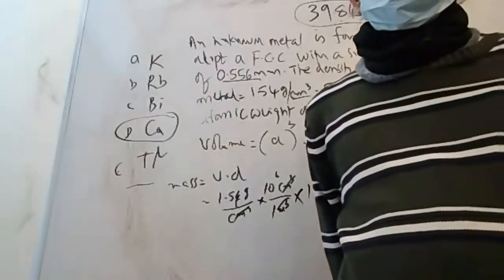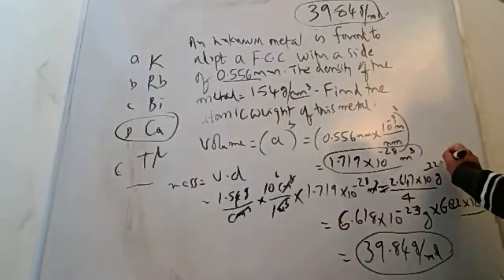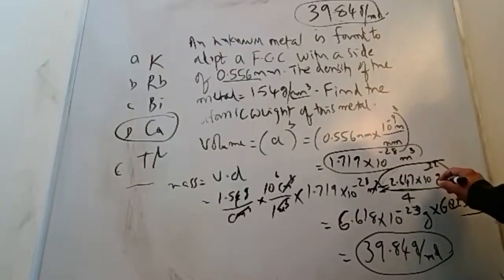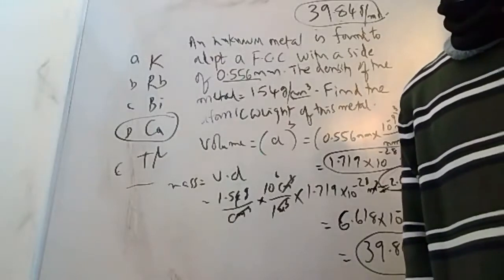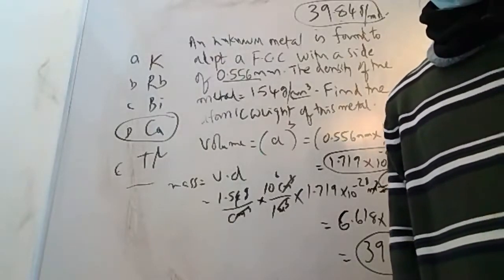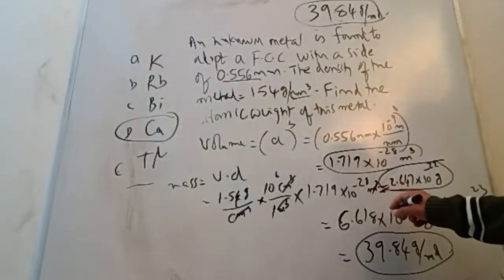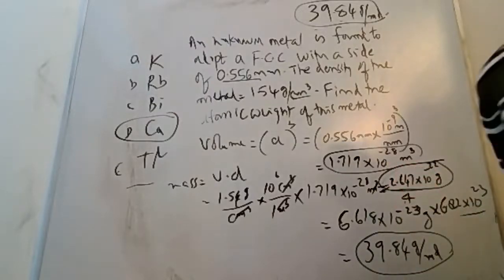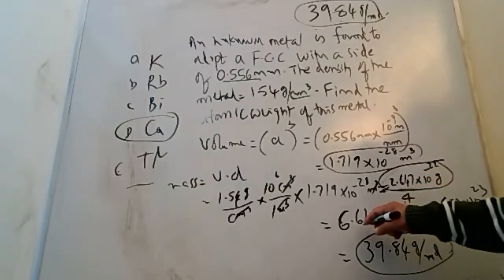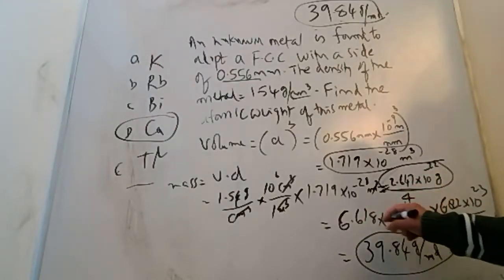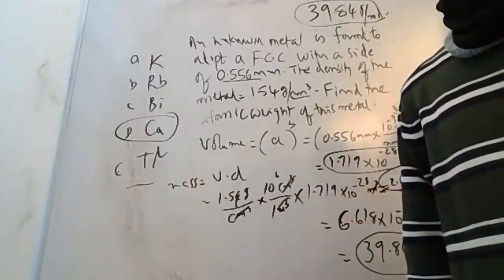Could you explain why you divided by 4 again? Okay, because this 2.647 times 10 to the negative 22 is the mass of the unit cell. Because it's a face-centered cubic system, that mass corresponds effectively to the mass of 4 atoms. So if you want to find the mass of a single atom, you divide that by 4. That comes to 6.1618 times 10 to the negative 23. You multiply the mass of a single atom by Avogadro's number to get the atomic weight.